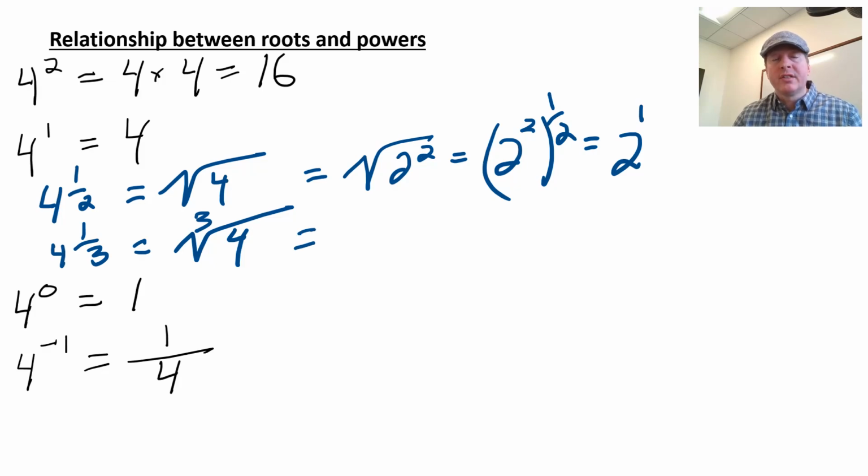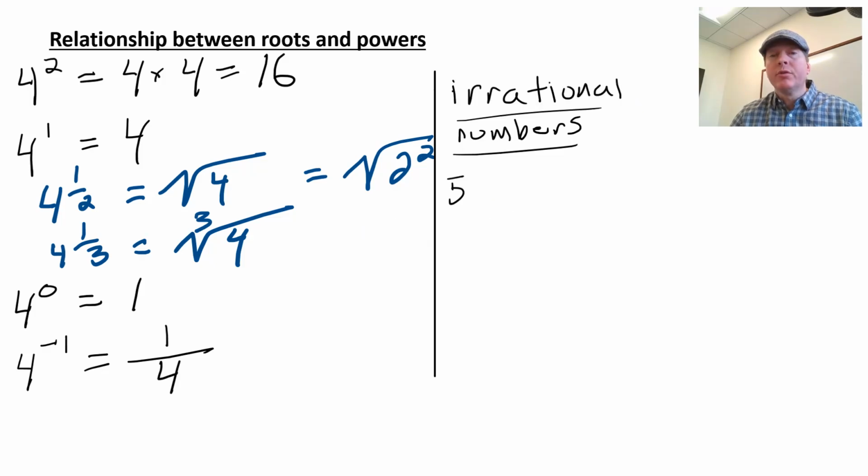How about the cubed root of 4? Well, the cubed root of 4, it's not a whole number. It's 1.6 something off into infinity. So a root isn't always a whole number. If that's the case, the root is called an irrational number, which means what? The decimal places go off into infinity. So let's see another example. Suppose I wrote the number 5 raised to the power of 1/2. That's the same thing as the square root of 5, which is equal to 2.236 something. It goes off into infinity.